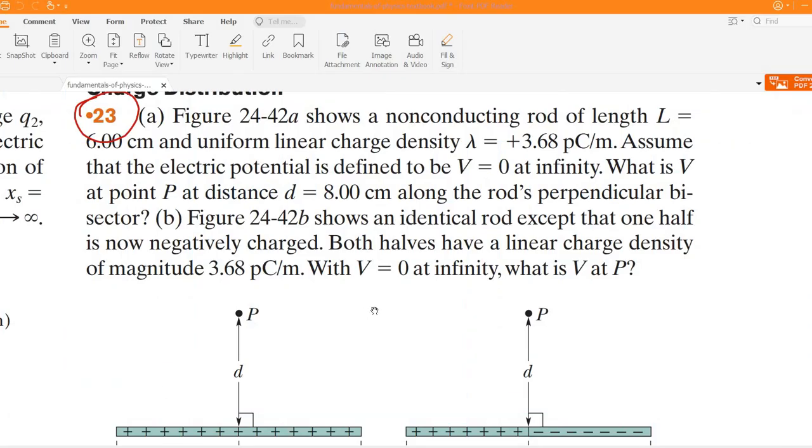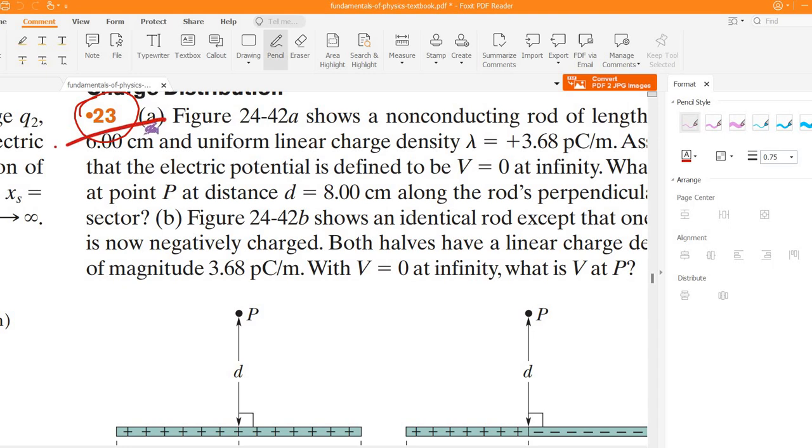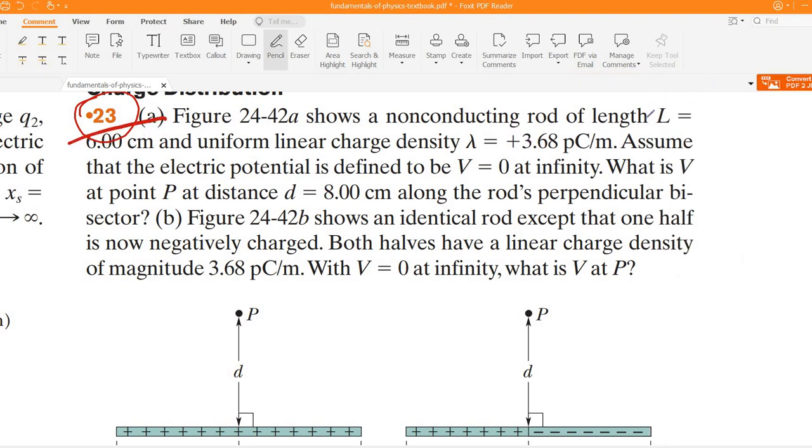Okay, so this is the book, and we're in chapter 24, in the section of unsolved problems, and number 23 right here. So I should be able to draw here with the pencil option. Okay, so this number 23 right here was one of the suggested problems. So let's try to solve it.